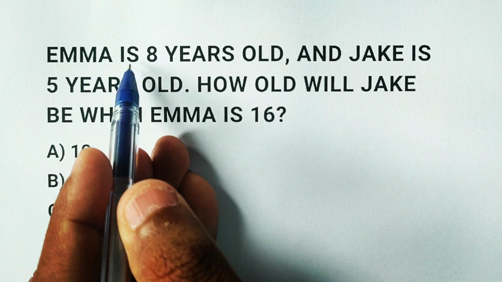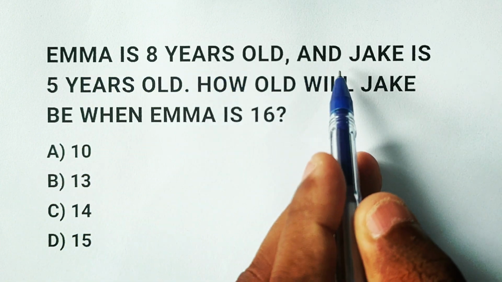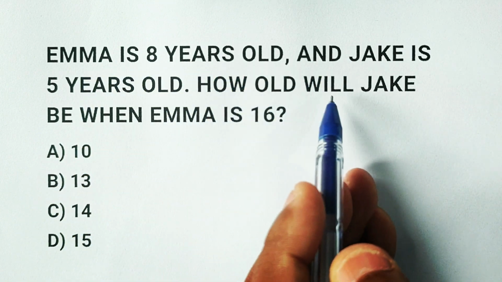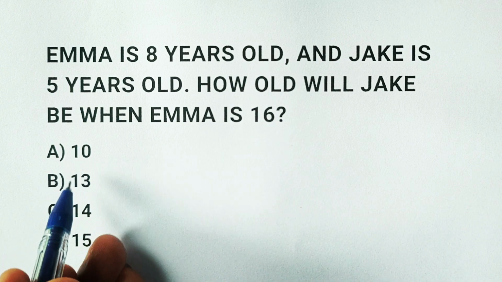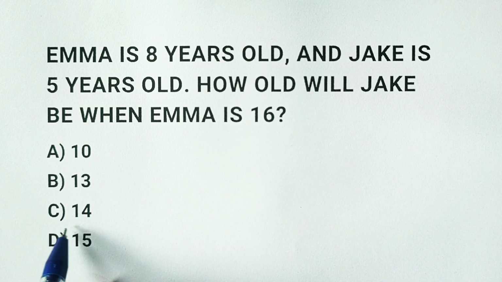Here's the question. Emma is 8 years old and Jake is 5 years old. How old will Jake be when Emma is 16? The options are A 10, B 13, C 14 and D 15.